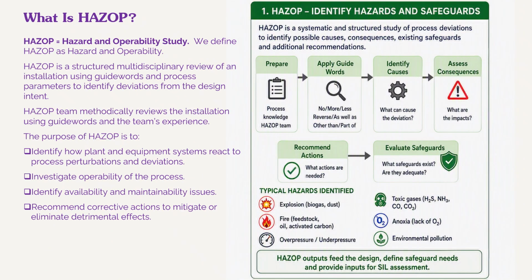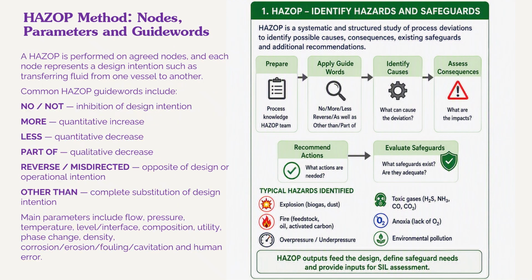HAZOP stands for Hazard and Operability Study. It is a structured and systematic review performed by a multidisciplinary team to identify how a process can deviate from its design intent. The method uses guide words and process parameters to stimulate discussion and uncover credible scenarios that may lead to hazardous events or operational difficulties. In addition to identifying hazards, HAZOP also examines operability, maintainability, and plant availability issues. The outcome is a series of recommendations aimed at preventing incidents, improving reliability, and ensuring that risks are reduced to an acceptable level.